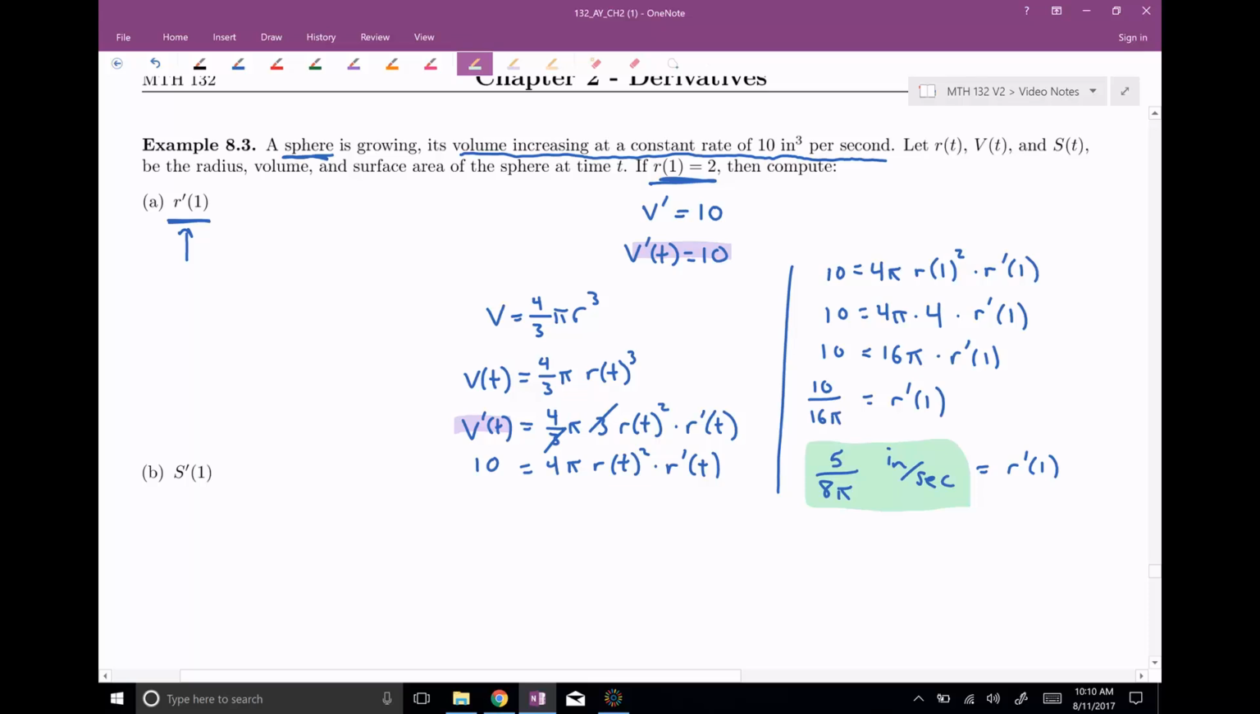Okay, so that is the first problem. Let's do a similar problem here for finding s prime of 1. I'd like you to pause the video and try this one on your own. The claim is it's related to this up here. You still have how the volume is changing. In fact, you now also have how the radius is changing. You may want to use that. And then the question is, how is the surface area changing at time 1? S of t was the surface area of the sphere at time t. So again, pause the video, try to get as far as you can, and then we'll go over the solutions together.